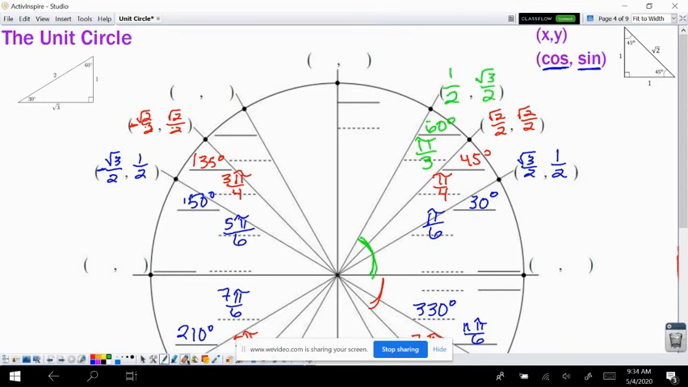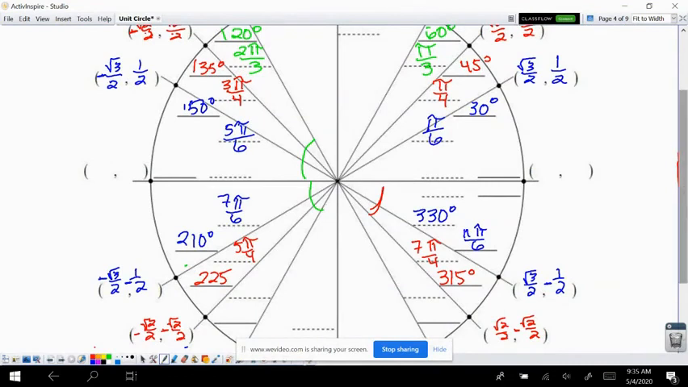We look for 60 again in the second quadrant. That would be right here. So that is 120 degrees, which would be 2 pi over 3. And again, cosine 1/2, sine root 3 over 2, but in the second quadrant, x is negative.